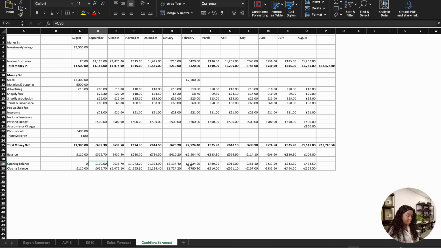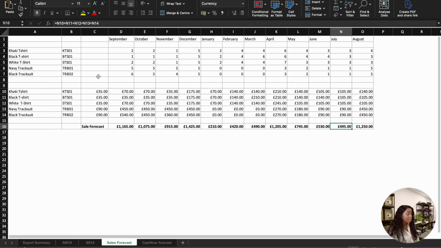So as you can see, that adjusts our numbers quite drastically, and it actually means that in the end we have a negative closing balance because the total money out has ended up being a bit higher than what our money in is. But that's quite an easy fix. So we need to now go back to our sales forecast and think, okay, I actually need to make more money, so I need to make the price of this t-shirt higher. So when you see some of these small brands and they're charging like an arm and a leg for a t-shirt, it's because we need to survive out here.